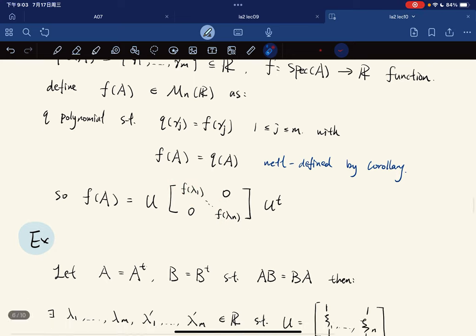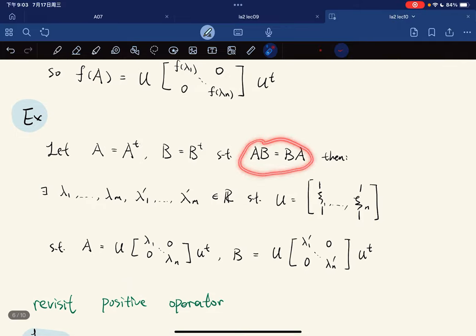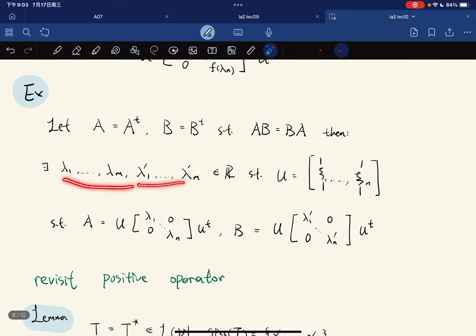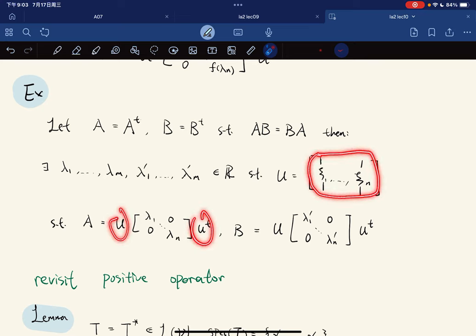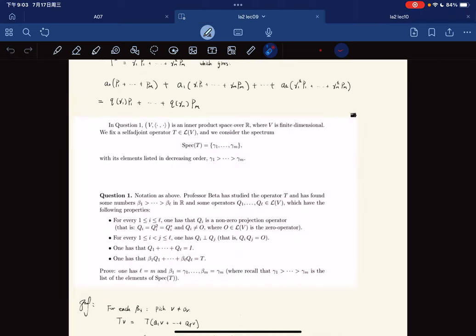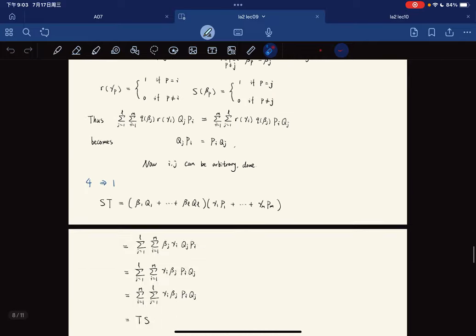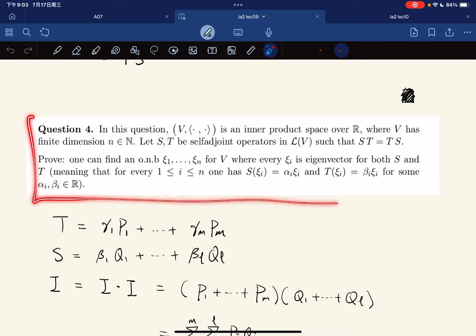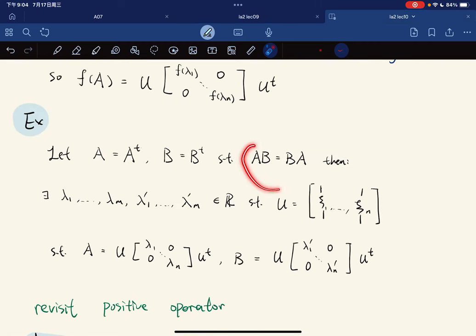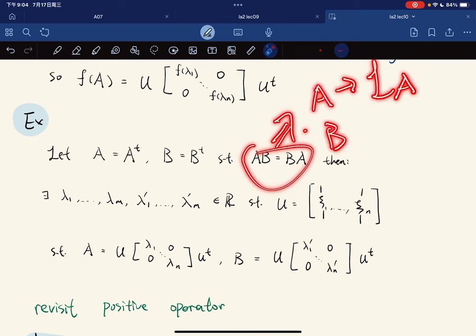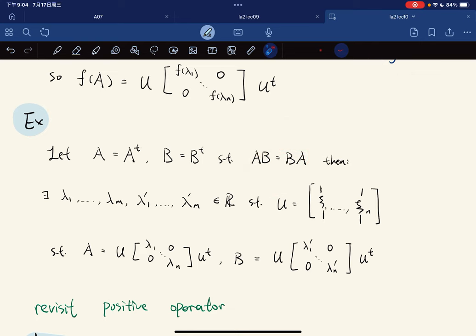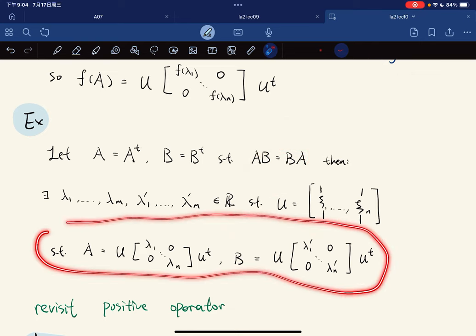Moreover, if A and B are symmetric commuting operators, then there exist lambda 1, lambda prime 1 to lambda m such that they have a common diagonalization matrix. And this is really just by question 4 we just did from last lecture. Let me scroll down to this one. To do this, all we have to do is shift our viewpoint from matrices to the left multiplication operator, and we just work with the operators and apply it back. It is not really that hard.